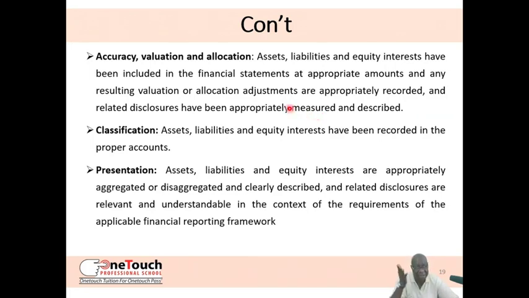Then classification: assets, liabilities, and equity interests have been recorded in the proper books. They have been properly classified. Then presentation: assets, liabilities, and equity interests are appropriately aggregated or disaggregated and clearly described, and related disclosures, that's notes to the accounts concerning those items, are properly done.